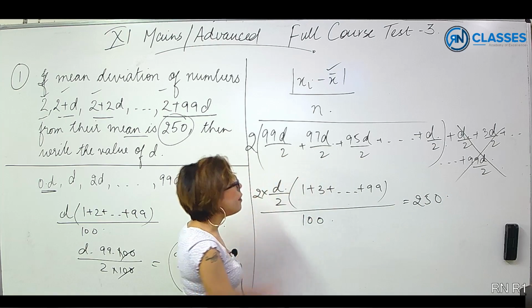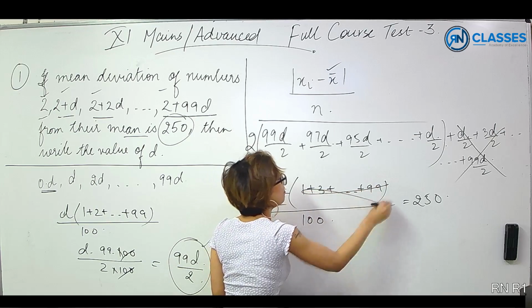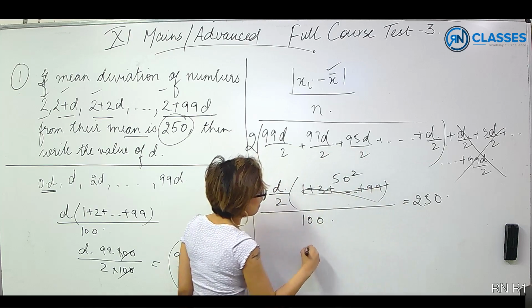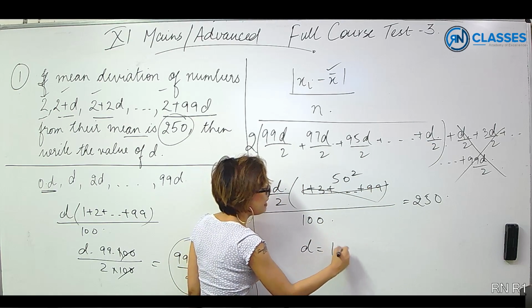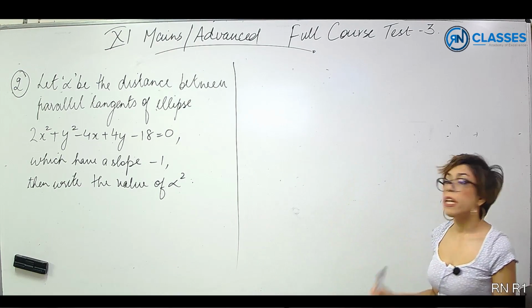This I already know. This is the sum of the first 50 odd natural numbers, that would be 50 square. You can easily find the value of t, which will turn out to be 10 in this case, which is the answer. On to the next question.